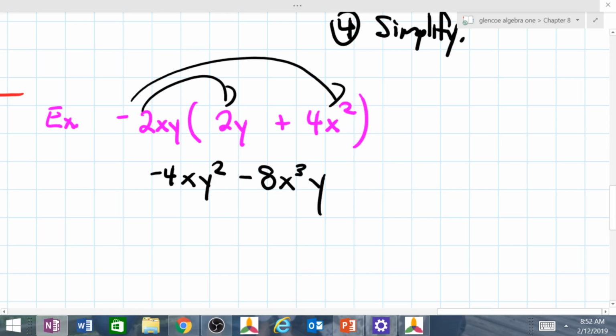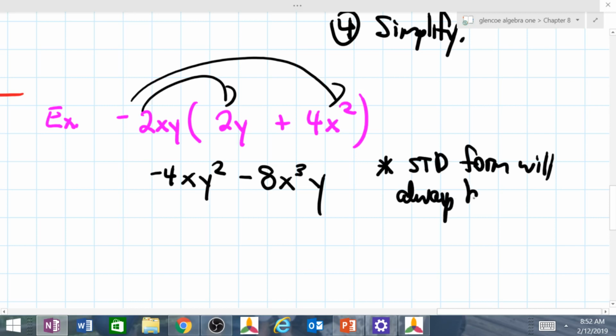Now, that is not in standard form because standard form will always be according to alphabetical order.